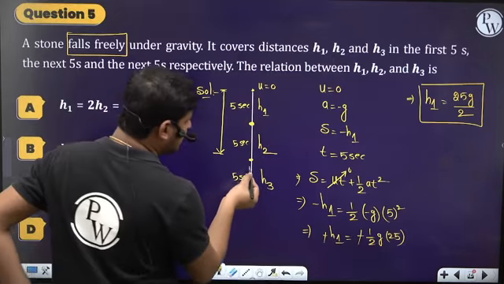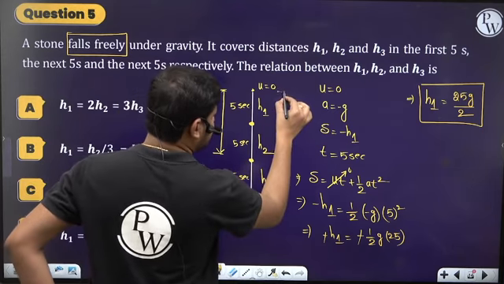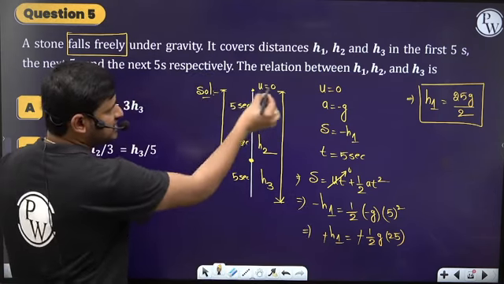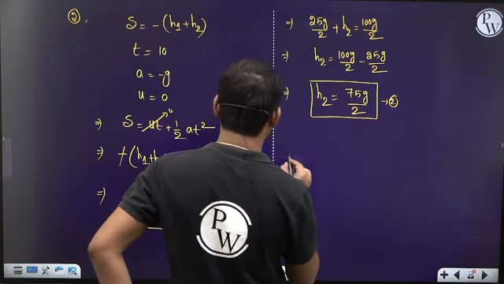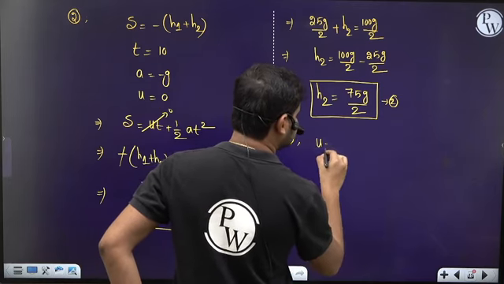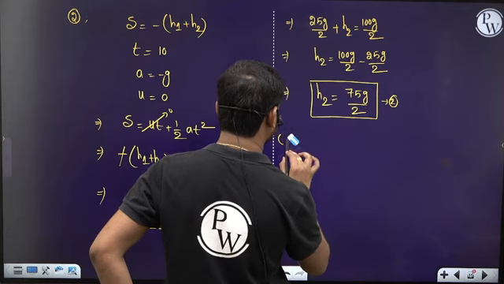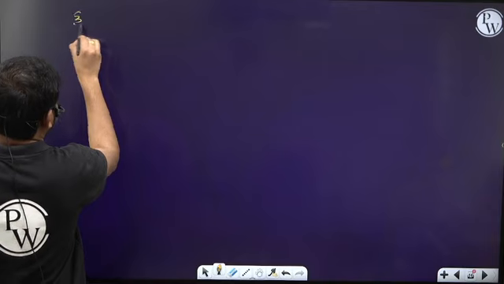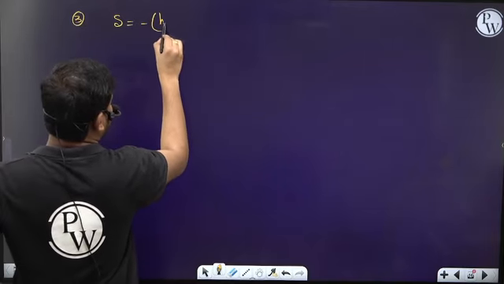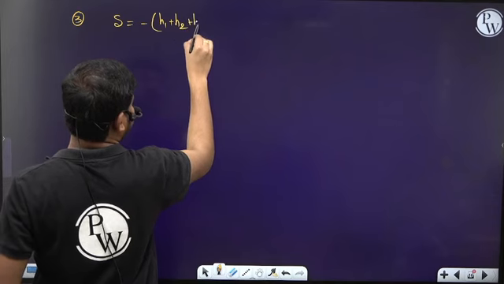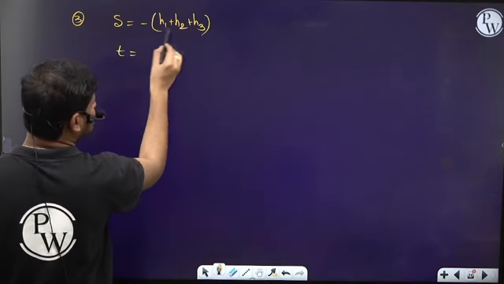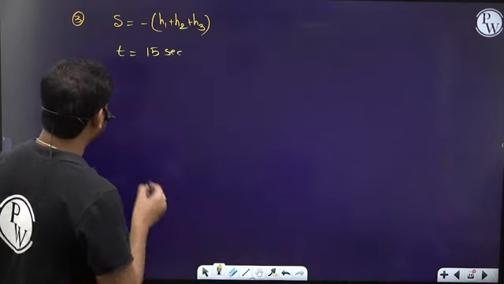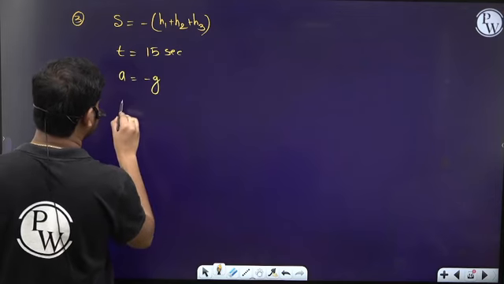Because we don't know the initial velocity here, I am simply considering this whole distance. So the initial velocity u is equal to 0. For the third scenario, the distance covered will be minus of H1 plus H2 plus H3, the total distance. What's the total time for all three distances? 15 seconds, 5 plus 5 plus 5. And then we know that a is equal to minus g, u is equal to 0.